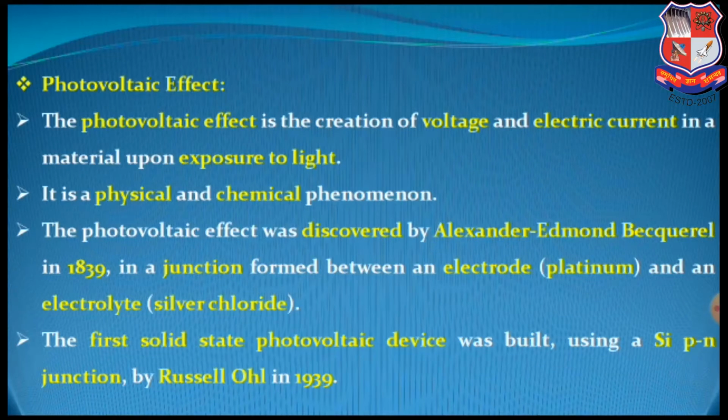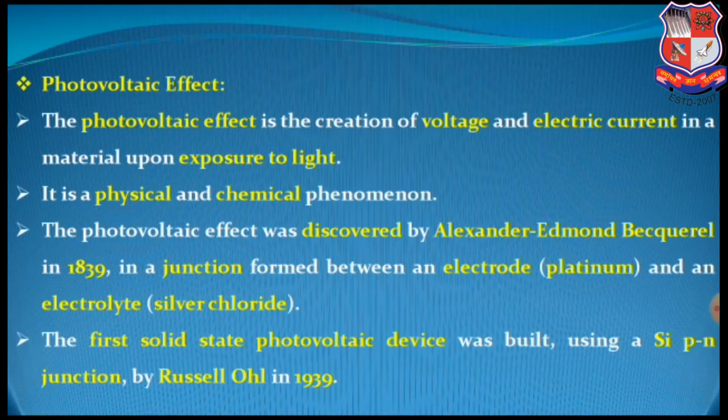So the principle on which solar cells work is the photovoltaic effect. The photovoltaic effect is the creation of voltage and electric current in a material upon exposure to light. So consider a simple material, no matter whether it is a conductor, semiconductor or insulator. From now onwards, consider any type of material.